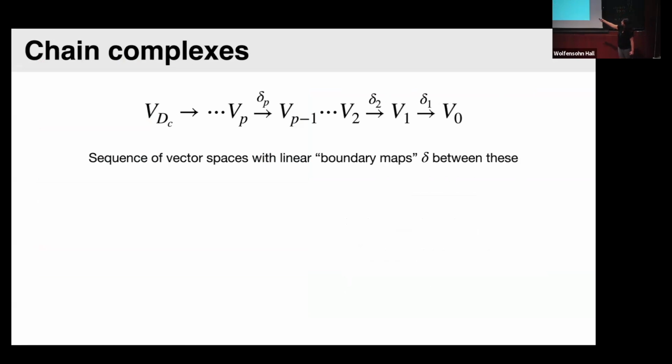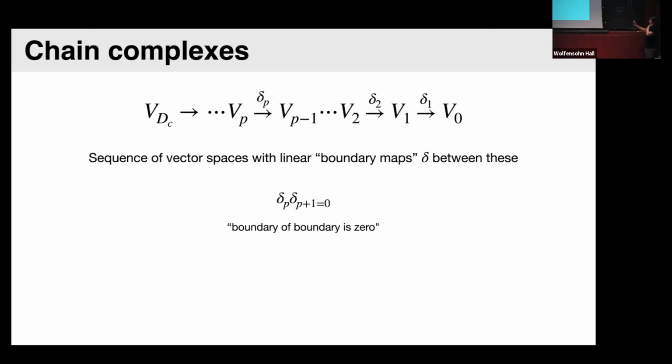So what's a chain complex? A chain complex is a sequence of vector spaces, V0, V1, V2, with boundary maps or linear maps. You should just think of this as a map between 2 vector spaces. This is slightly idiosyncratic notation: I like to call this the dimension of the chain complex, just to remind myself of physical dimension. So this D_C is going to be how many such layers exist in this chain complex.